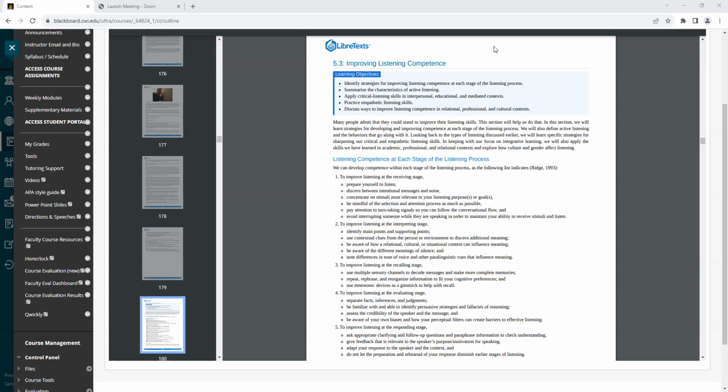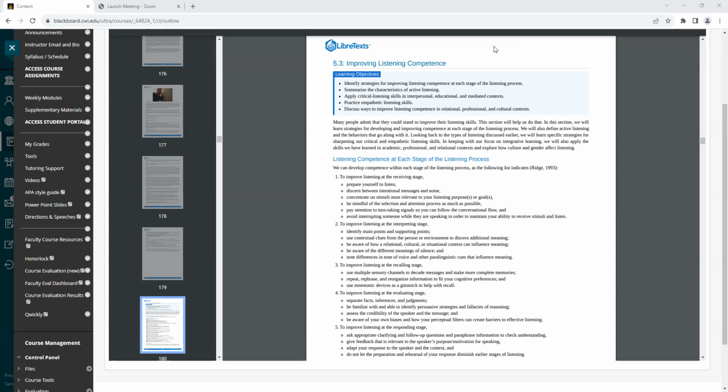Many people admit that they could stand to improve their listening skills. This section will help us do that. In this section, we will learn strategies for developing and improving competence at each stage of the listening process. We will also define active listening and the behaviors that go along with it.